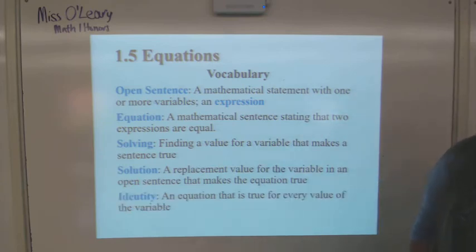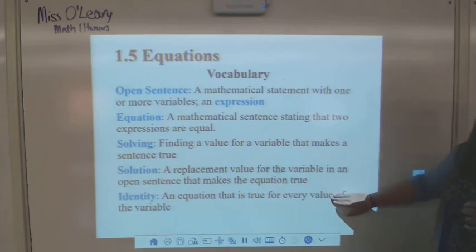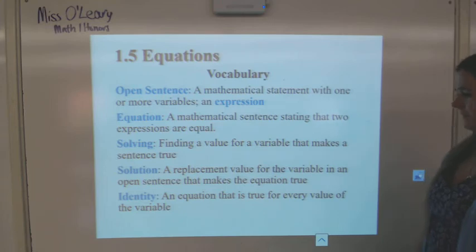We'll practice. Last one is an identity. The identity is an equation that is true for every value of the variable. So if I wind up with an identity at the end of my simplification, that means that I wind up with infinitely many solutions, where the solution set is all real numbers.